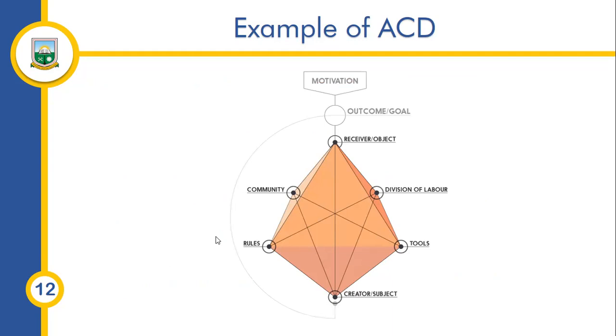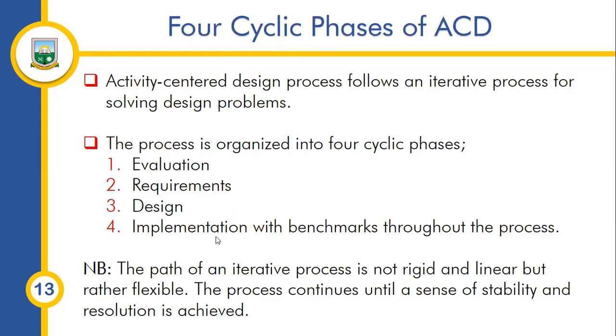So this is a model diagram of how the activity-centered design is. You see, all the different parts work together, and the activity-centered design is flexible. It's not some kind of rigid or linear design system. Where there are benchmarks, you can start and then still go back to where you started from. You don't necessarily have to follow one pattern. When you get to a particular benchmark, you can still come back and develop from there again and move on. That's how the activity-centered design is.